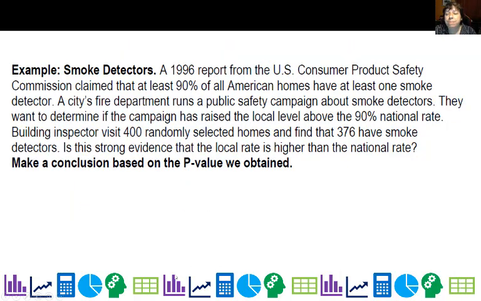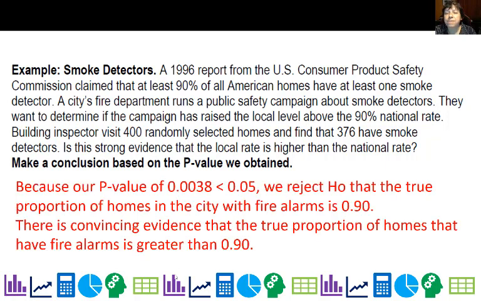So now that I have my p-value, what kind of conclusion can I make? Well, because our p-value of 0.0038 is less than 0.05, we reject the null that the true proportion of homes in the city with fire alarms is 0.90. This has given us convincing evidence that the true proportion of homes that have fire alarms is actually greater than 0.90.